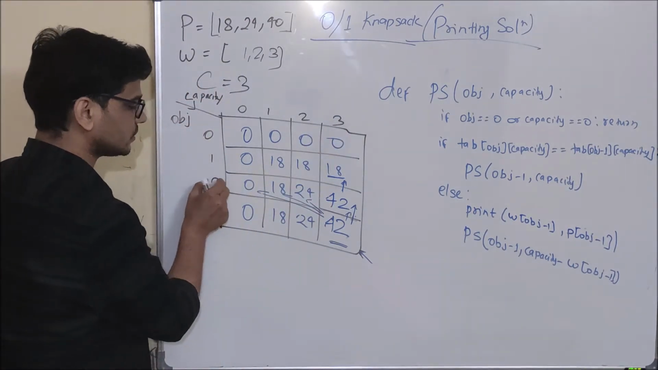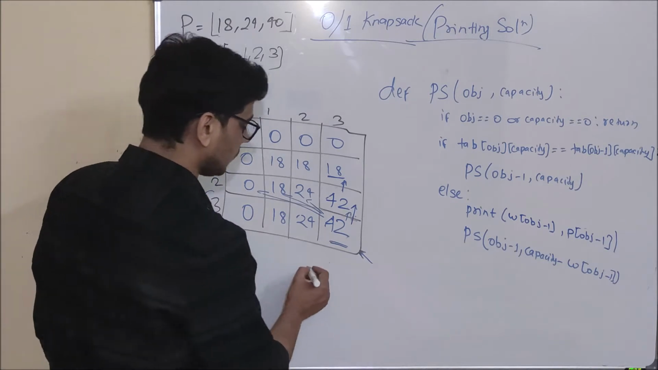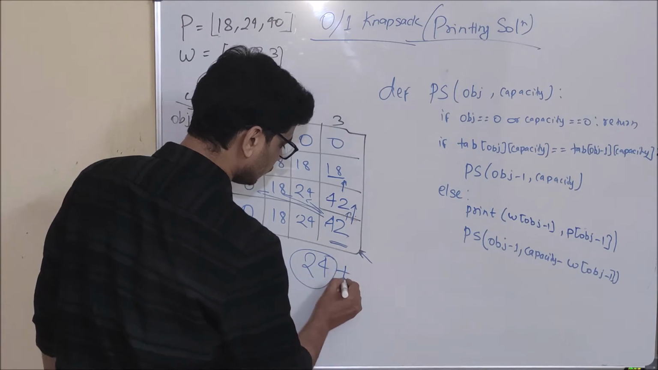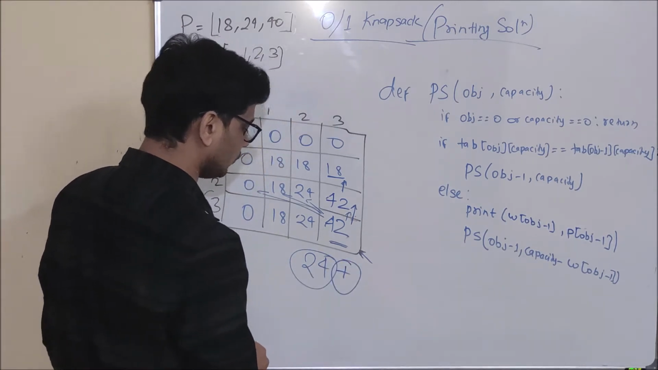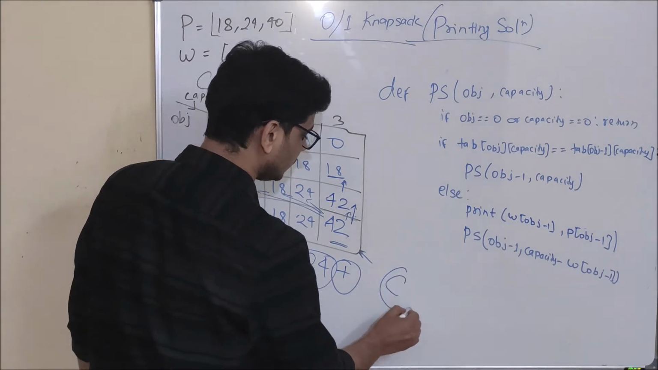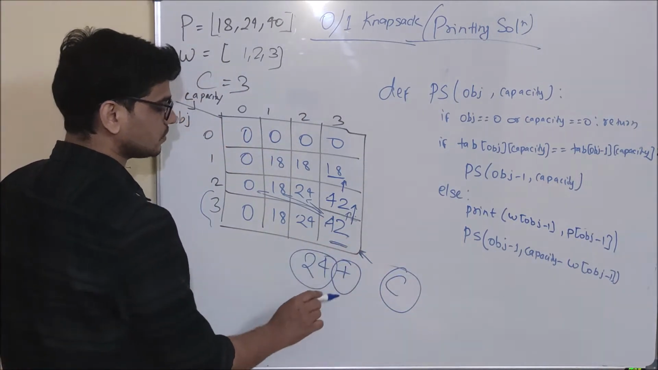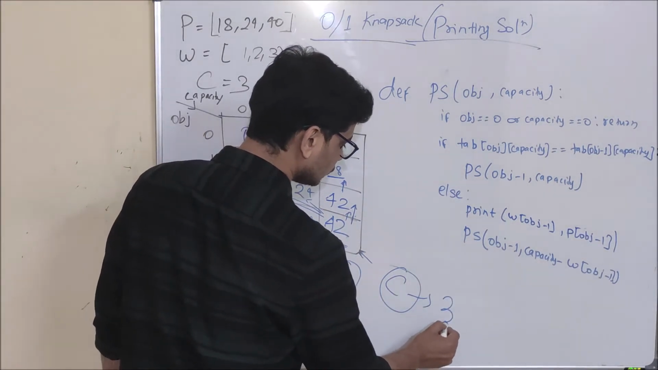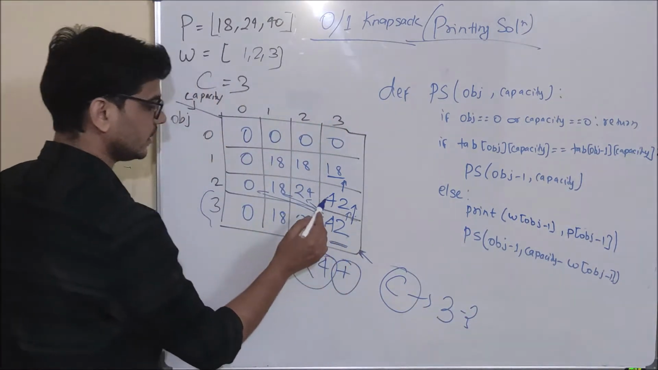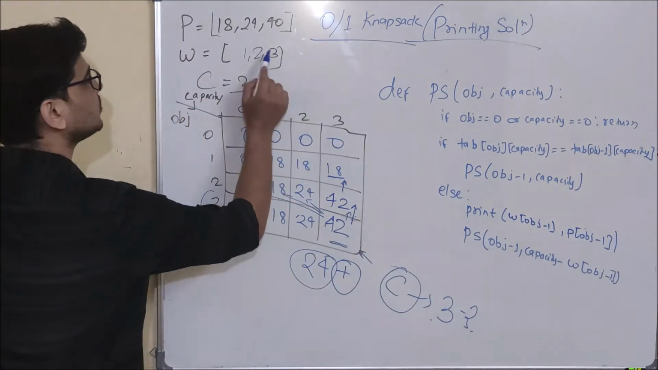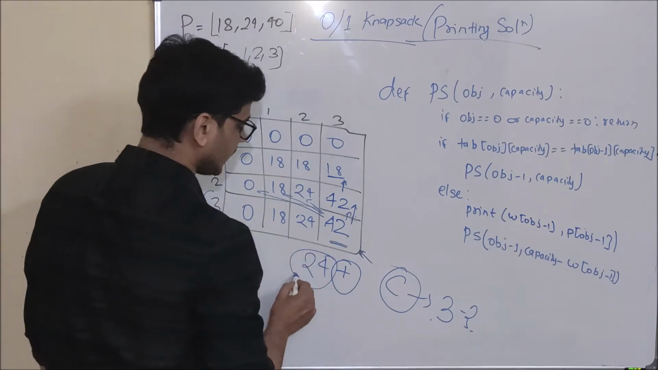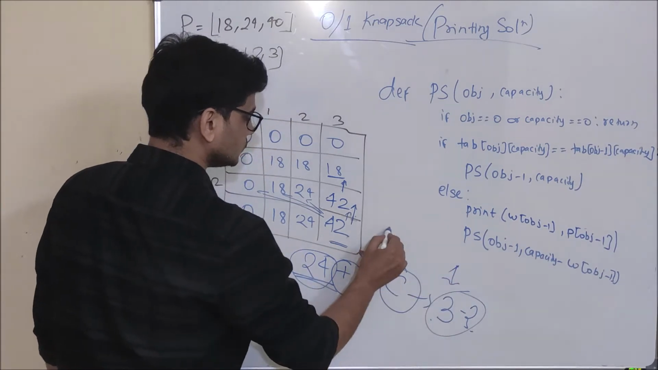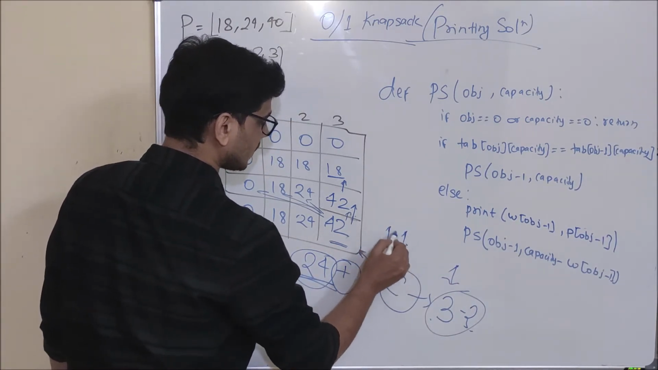That means I have taken the second object, and when I take the second object, I will get a profit of 24 units, and my capacity of the knapsack will reduce by the weight of this particular object. And what is the weight? The weight will be equal to 3 minus 2. 3 is my knapsack capacity and 2 is the weight of the second object. So basically I have taken this particular object and my reduced capacity of the knapsack will become 1. So item to be considered is 1 and knapsack capacity is 1.